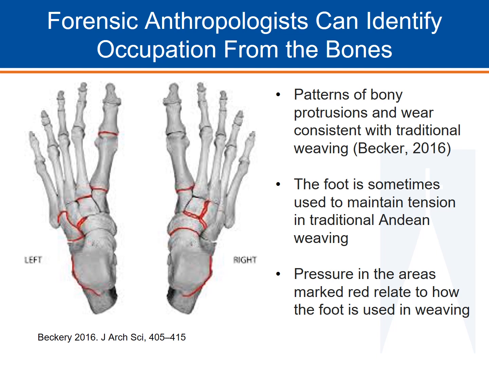And here this can be illustrated by patterns of bony protrusions and wear that you can see in, for example, the foot bones here in an archaeology journal that relate to traditional weaving practices. The foot is sometimes used to maintain tension in traditional Andean weaving, and even that amount of pressure relates to bony protrusions in the areas marked in red.